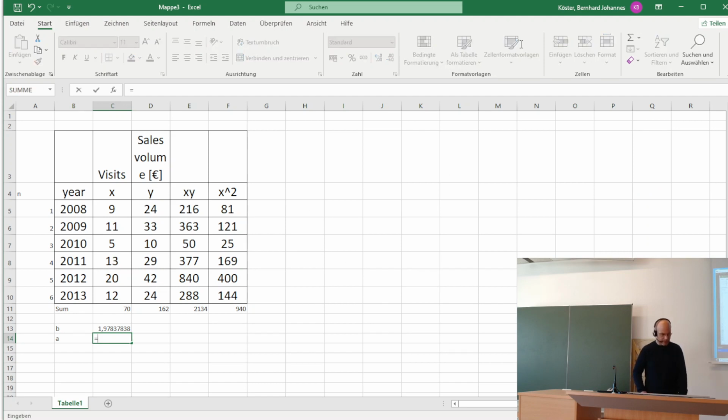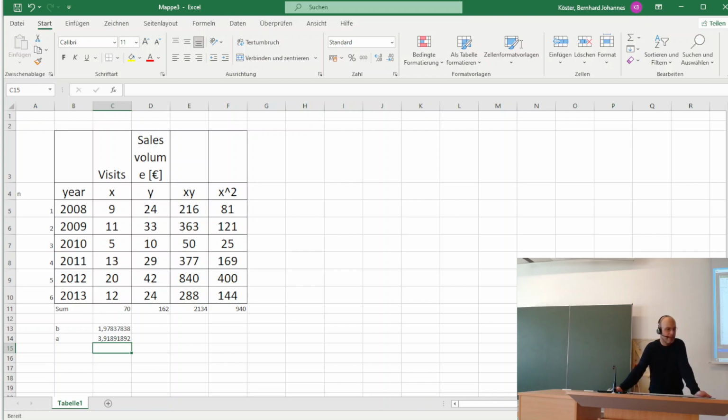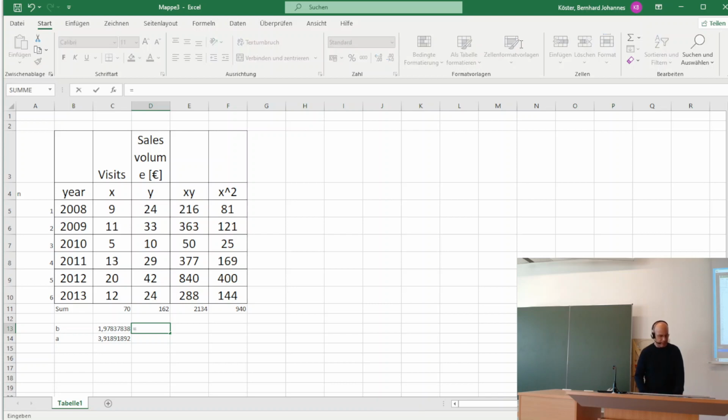So this is then y bar, so 162. This is the sum of all y's. This I have to divide by n, the amount of my sample, minus b, this I have already calculated, times x bar, and this is 70 divided by 6. And then I'm ready, and this we can of course also calculate with the direct formulas.